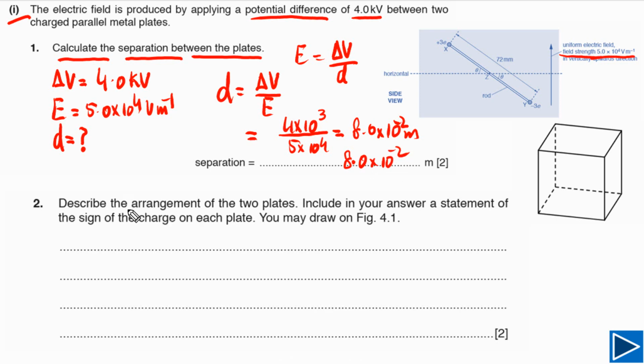For the second part, we need to describe the arrangement of the two plates, and in our answer we need to include the sign of the charge on each plate. It is also optional if we want to draw on figure 4.1, we can also draw. Now let's try to understand how the plates are arranged, because in the figure a side view is given to us, and the magnitude of E is given, and this electric field is uniform. It is also given to us that the electric field is pointing up, the direction of electric field is up.